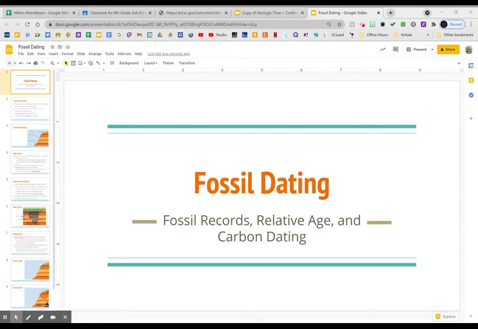All right. So, we've talked about the fossil record. We talked about how the oldest fossils are going to be down at the bottom because they've been sitting there the longest, and more of those sediments are going to pile on top of it. So, we've talked a little bit about how to figure out how old a fossil is and give it a little bit of an age. But we are going to dig in and do some more specific work with that today.